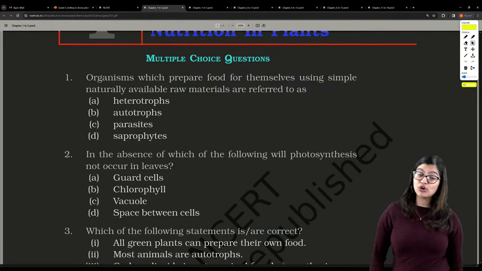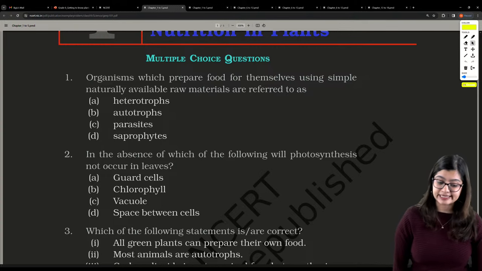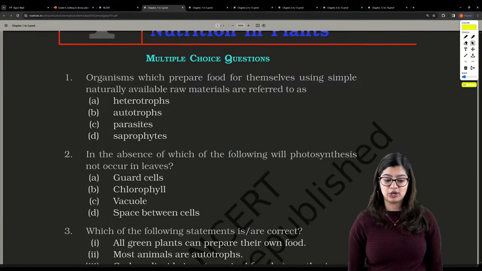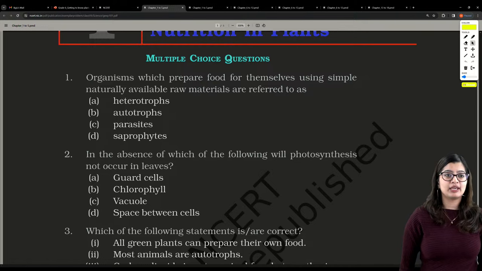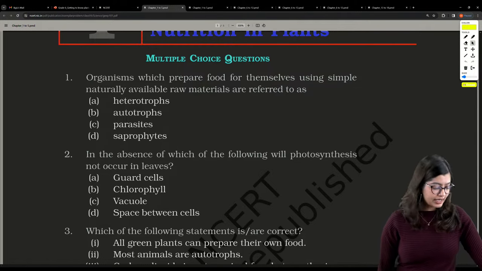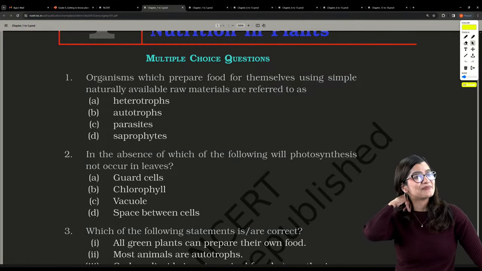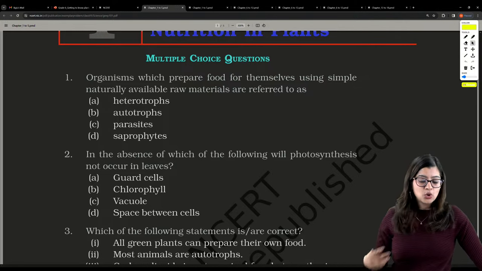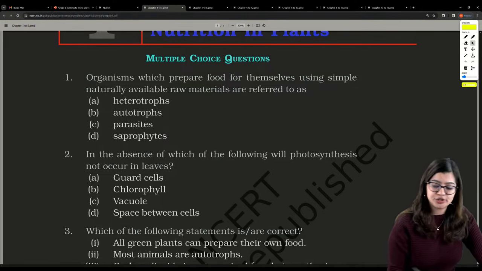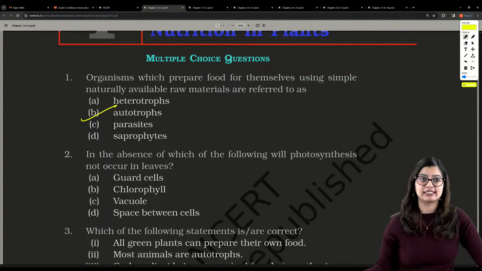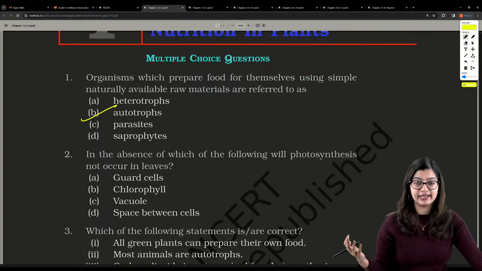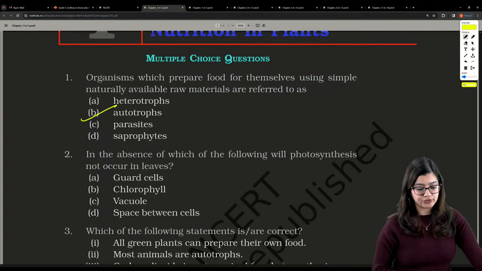Organisms which prepare food for themselves using simple, naturally available raw materials are called dash. Give me the answer. Who prepare their own food? Autotrophs prepare their own food by using simple substances, simple raw materials which are available. They prepare their own food.